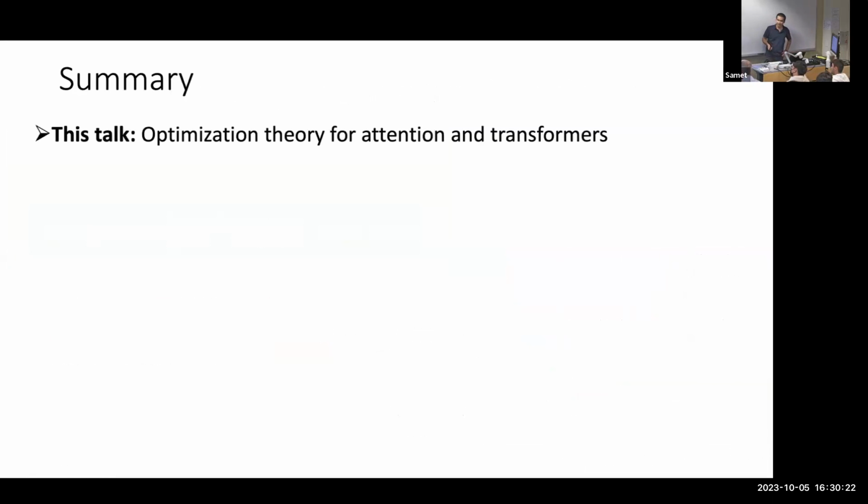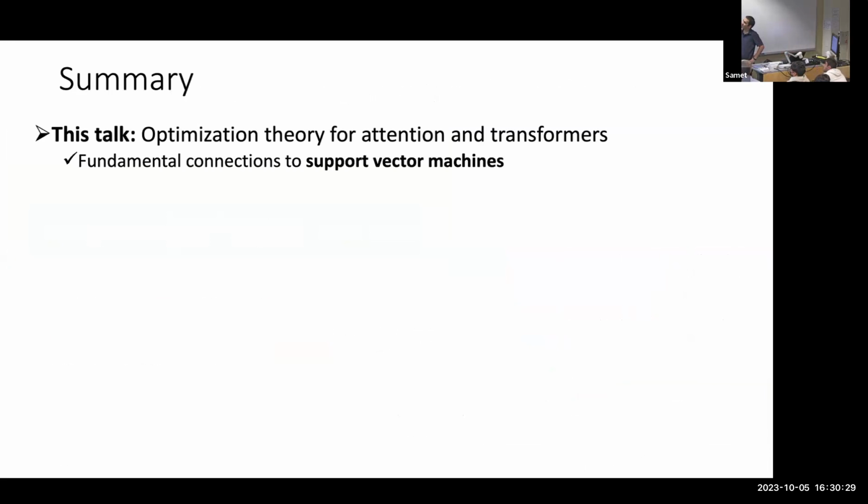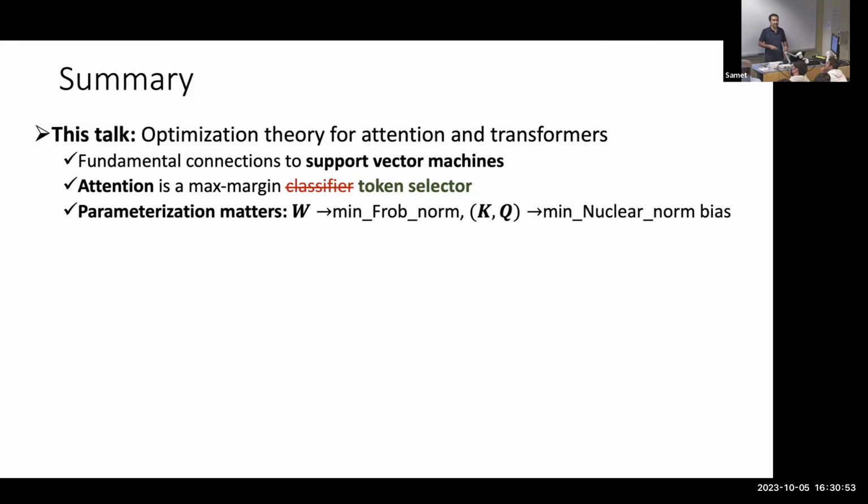So in summary, just to wrap up the talk, we discussed some optimization theory for attention and transformers. The key is understanding attention by noticing the fact that it has softmax in it and connecting to the hard margin SVM problem. One important takeaway is that rather than a max margin classifier, we have a max margin token selector. That's the main distinguishing feature of this attention aspect. Parameterization matters, because we can have Frobenius or nuclear norm bias depending on KQ versus joint parameterization.